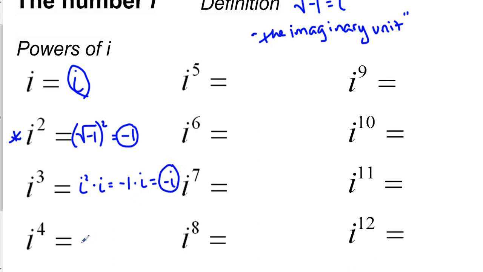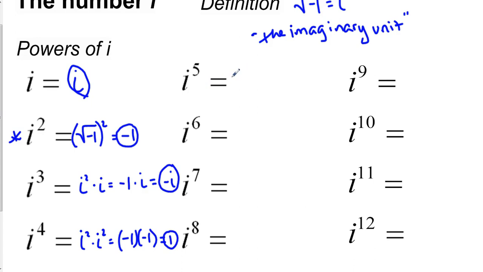i to the 4th. Well, we can split it the same way we split up i cubed. You'd have an i squared times an i squared using your exponent rules. This is the product property of exponents. And so i squared is -1. So you have a -1 times a -1. Well, of course, that's a positive 1, right? All right, so we've got 4 of them down.